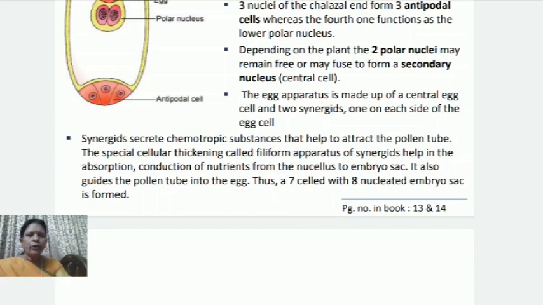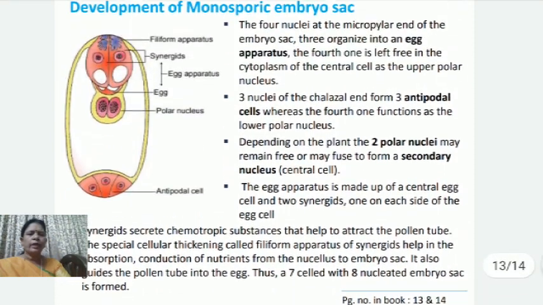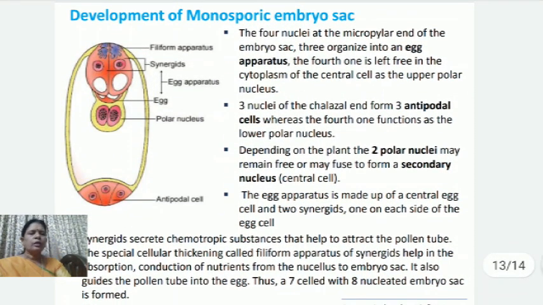Thus, in the embryo sac, you can see a 7 celled stage, but it is with 8 nucleate condition. This is a Polygonum type. You can expect this diagram, and also they may ask the question as: explain the development of the monosporic embryo sac. Thank you, students.